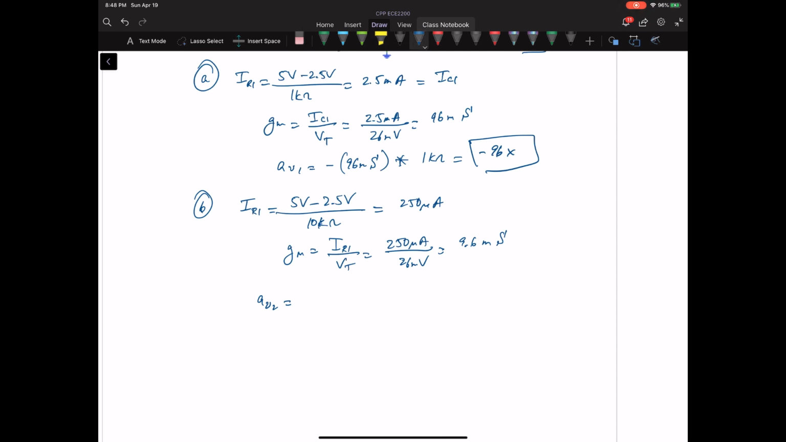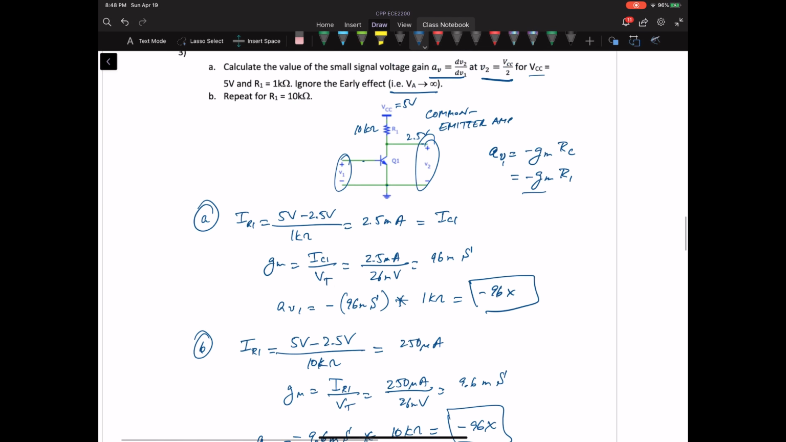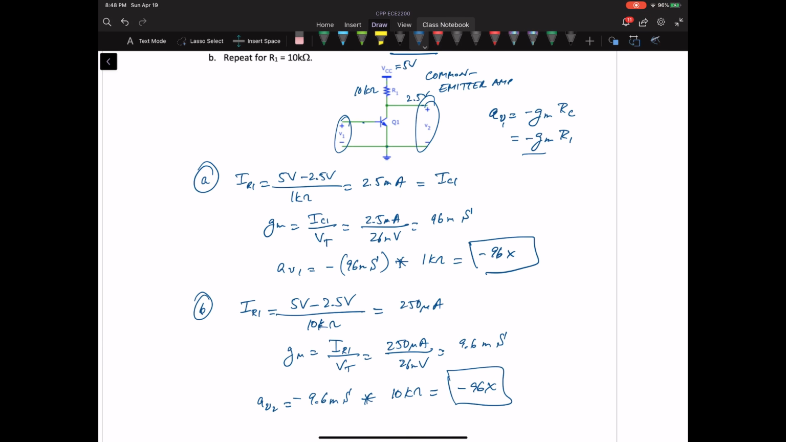Then it is 9.6 minus 9.6 millisiemens times, now resistance is 10k ohm. And that also gives us minus 96x. And that's not surprising because we kept this voltage the same and we increased R sub 1 by a factor of 10, we reduced the current by a factor of 10.